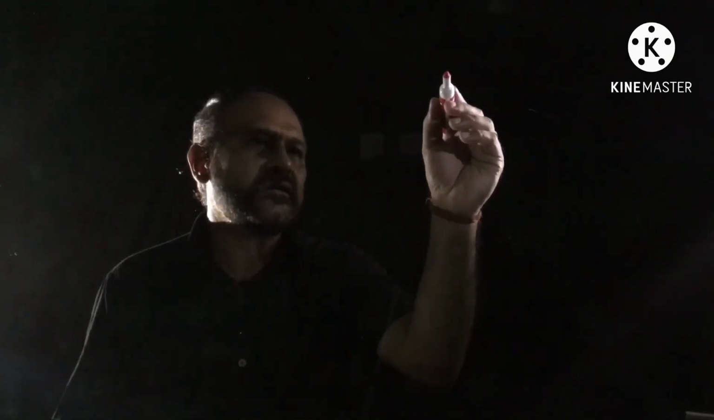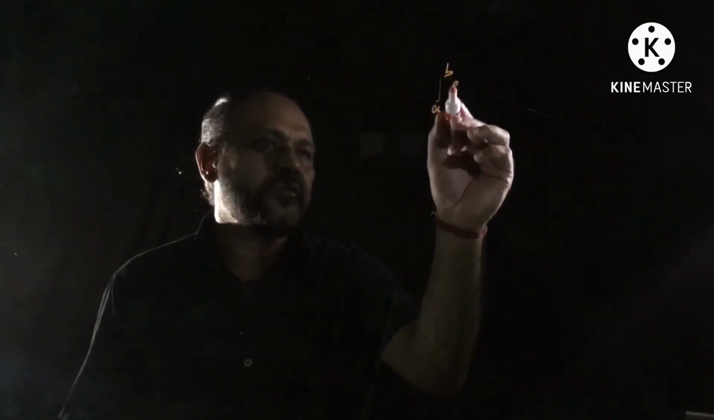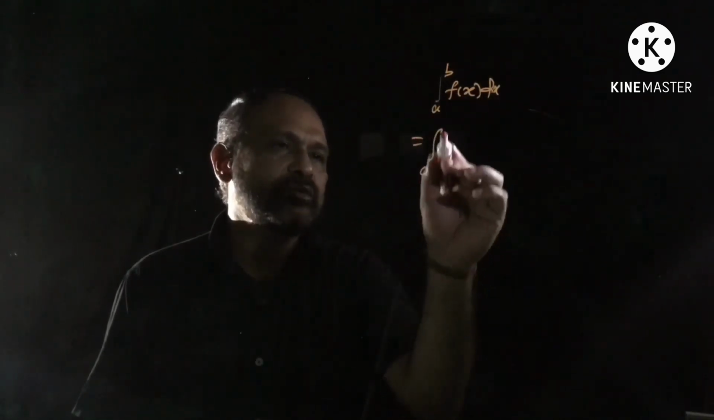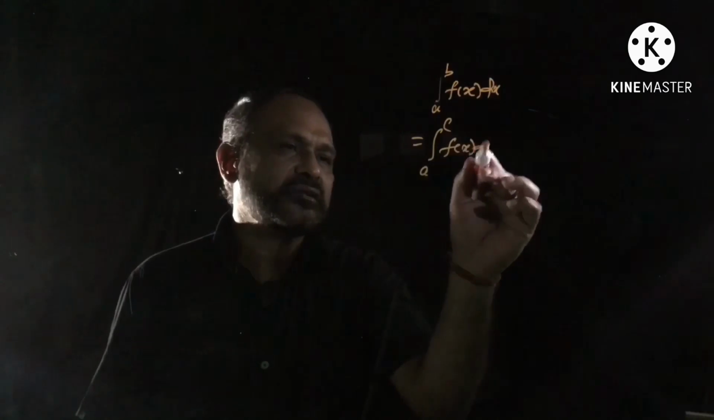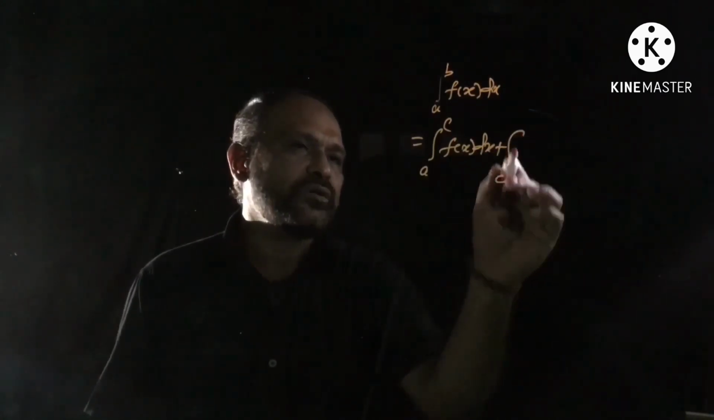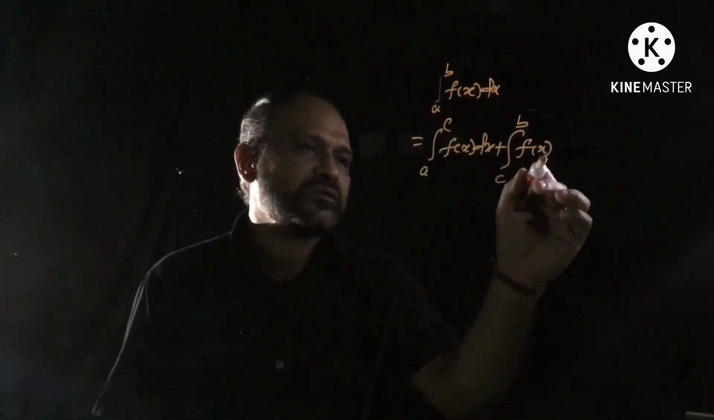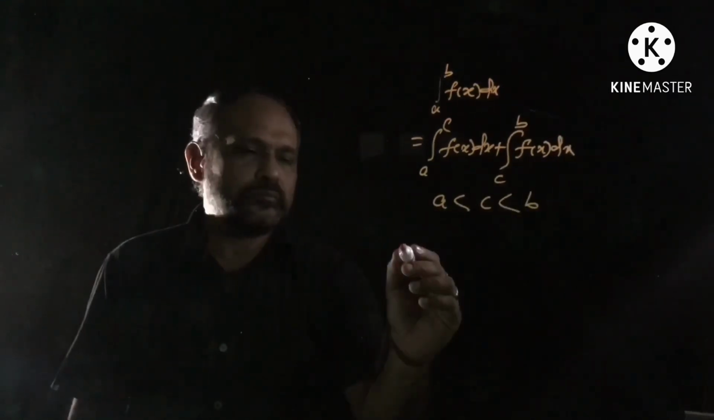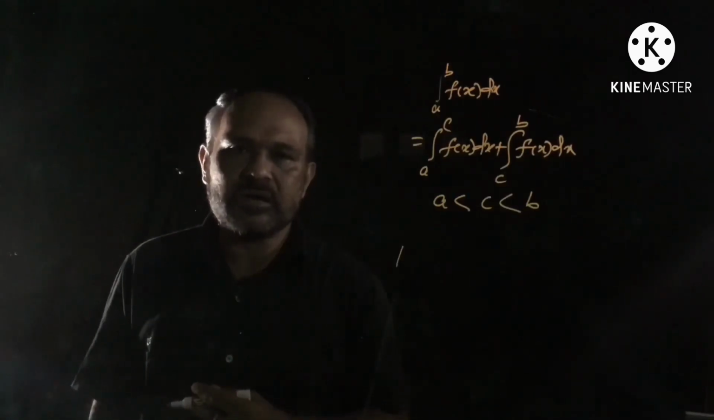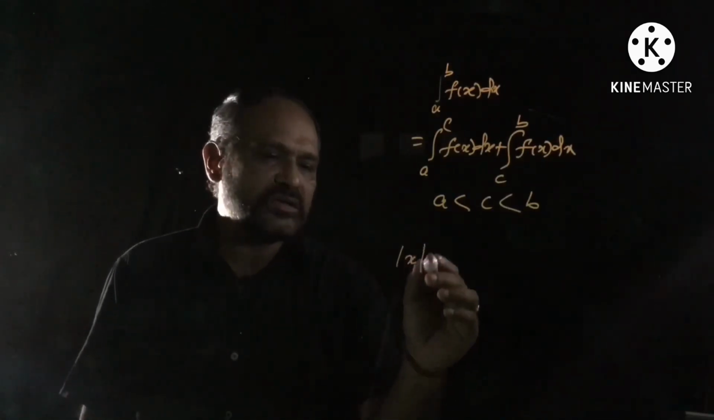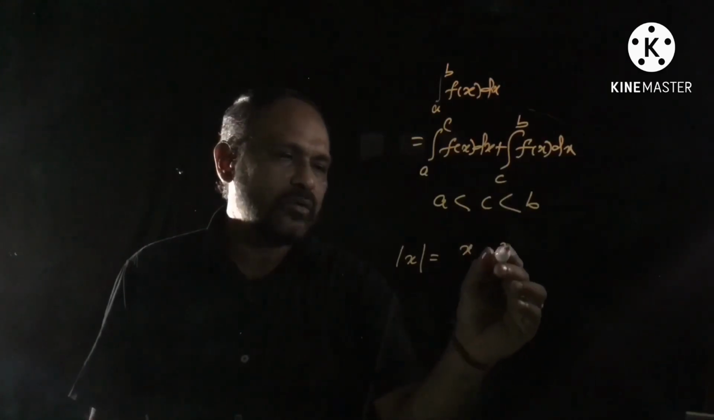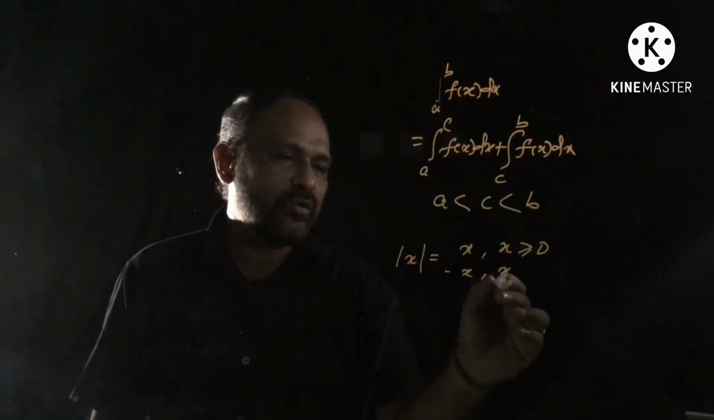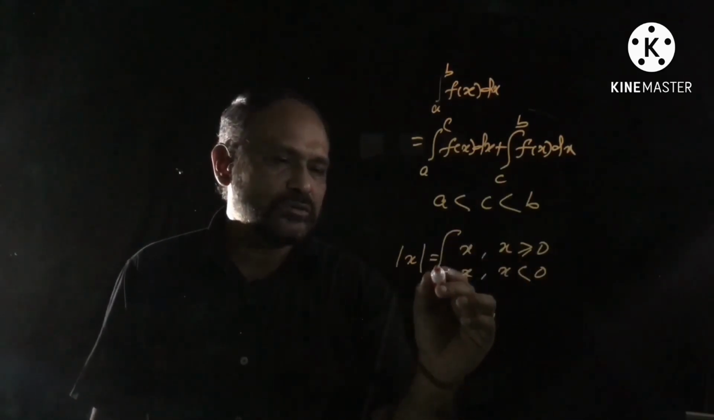the properties of definite integrals, that is, integral from a to b of f of x dx is equal to integral from a to c of f of x dx plus integral from c to b of f of x dx, where a is less than c is less than b. From the definition of the modulus function, we know that modulus of x is equal to x when x is greater than or equal to 0, and minus x when x is less than 0.